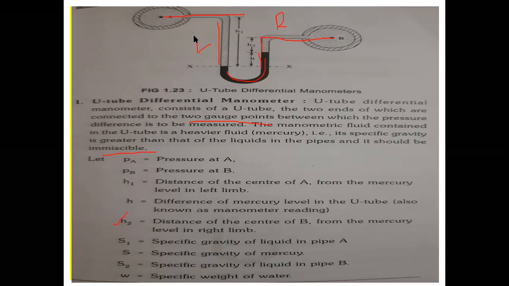Next, the specific weight of the liquid in pipe A is equal to S1. The specific weight of the mercury is equal to SM, you can write S or SM also. Next, the specific gravity of the liquid at pipe B is equal to S2. Now, the specific weight of water generally is W. So, these are the inputs we have seen from the figure.